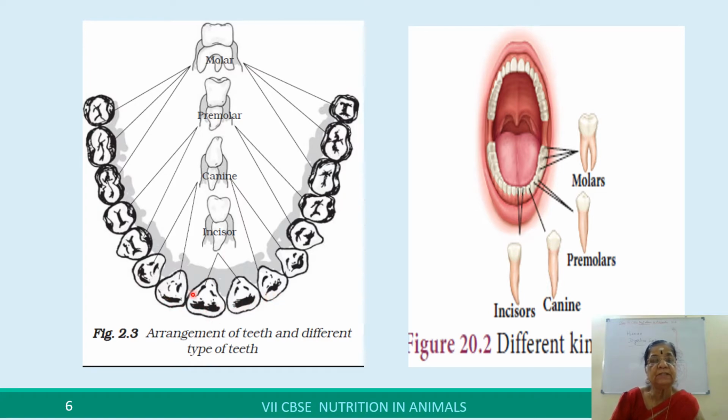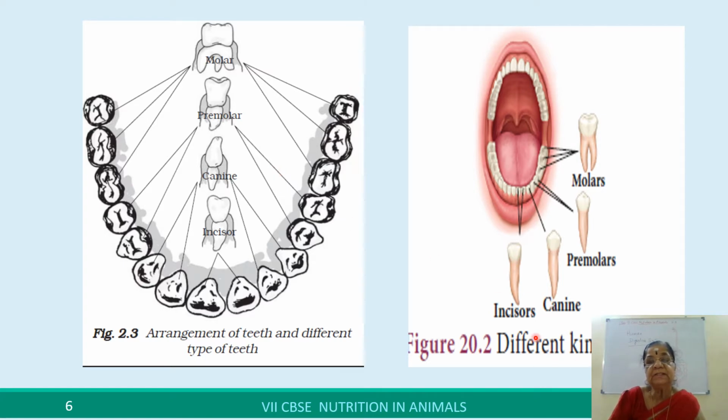In the 4 incisors. These two are canines. These are premolars. These two are premolars, and these 3 are molars. So totally there are 32 teeth present in humans.